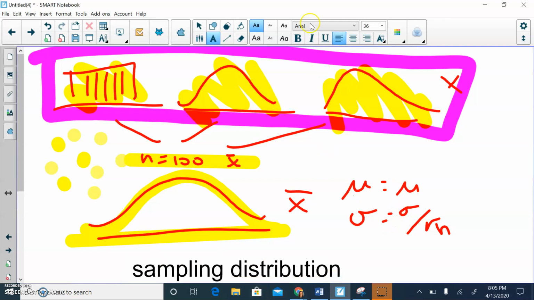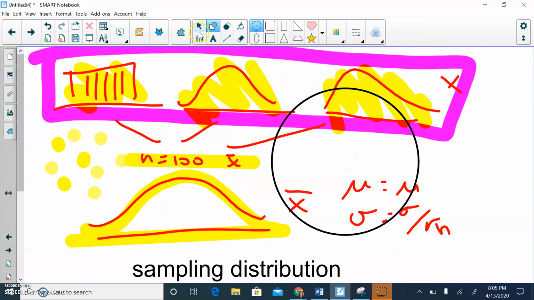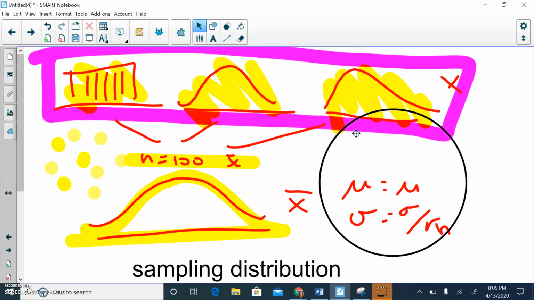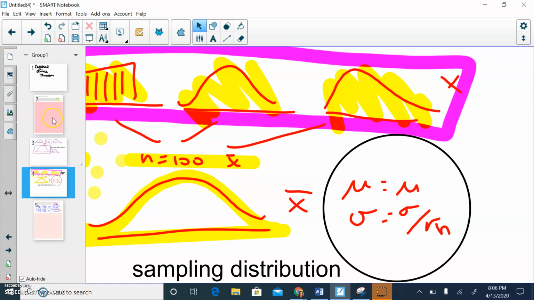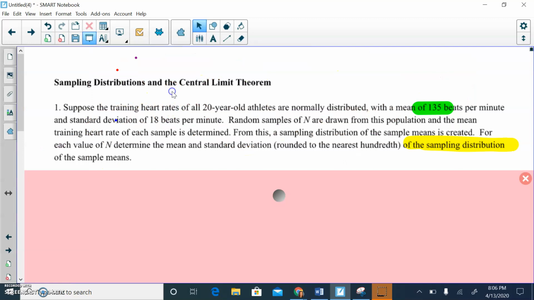Now the mean and the standard deviation look a little bit different. The mean is still the mean, so the center does not change. However, the standard deviation is sigma over root n. So we have a little bit of a different scenario when we're looking at the z-scores. We're going to look at some examples today, and the first one is just calculating the mean and standard deviation. So this was in your notes. Go ahead and read it, highlight the important information, and then we will go over it.